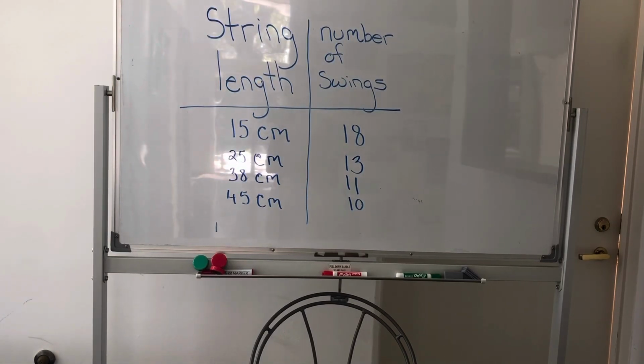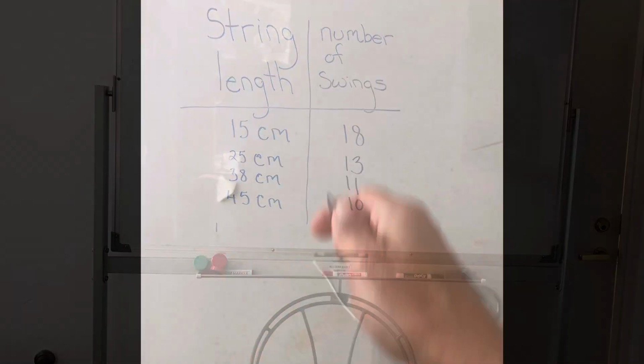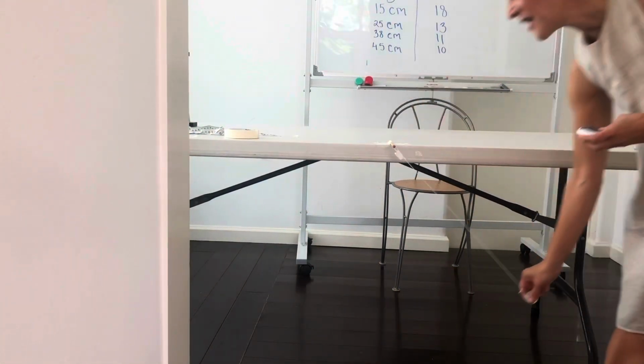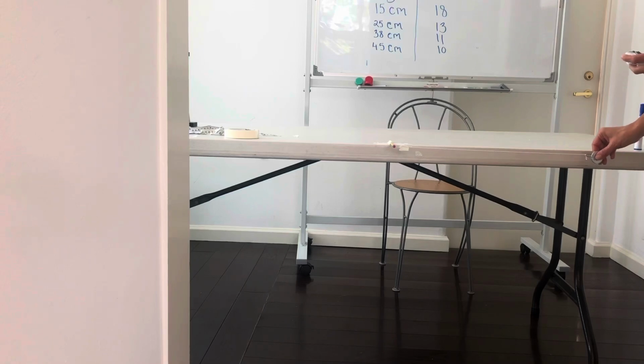Let's try one more. Let's try our last one, 55 centimeters. This one may be a little bit tricky to do. You can still do it with the string length, but the string is not very long. So you have to make sure to tie it exactly the right place. Now we have our final pendulum that is 55 centimeters long, and we're going to test to see how many swings it will swing in 15 seconds.